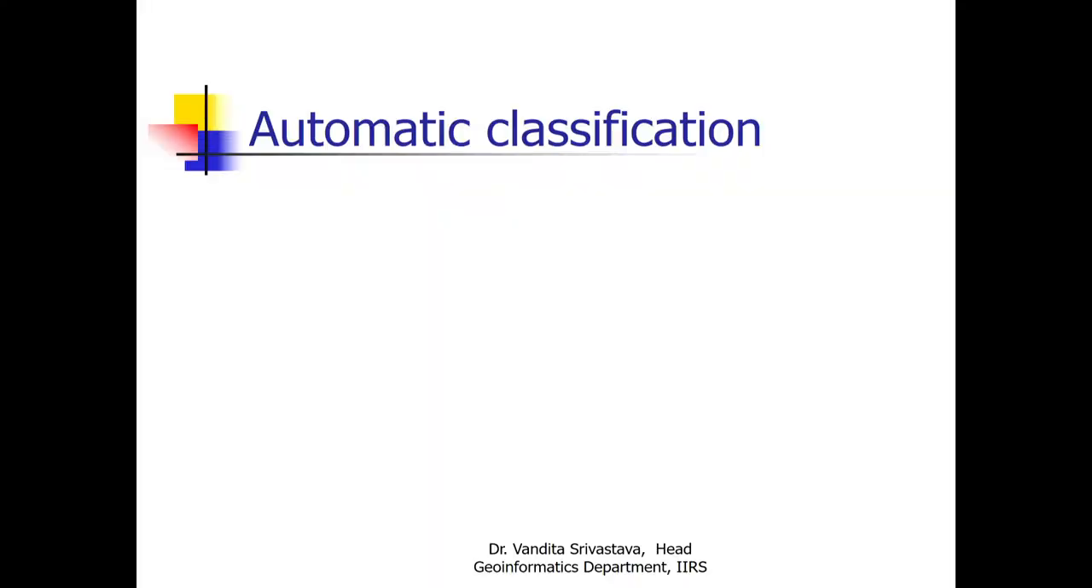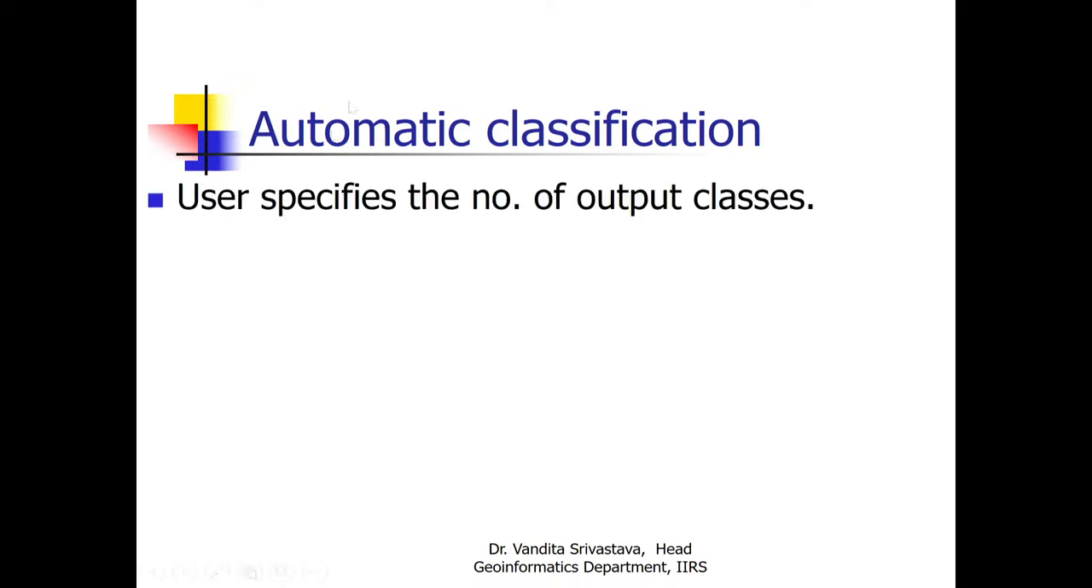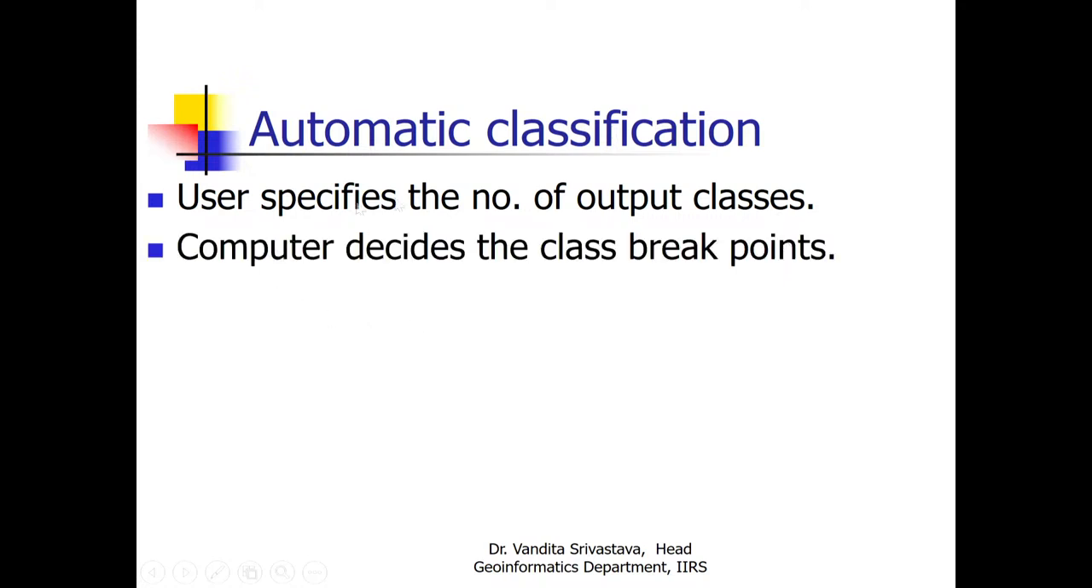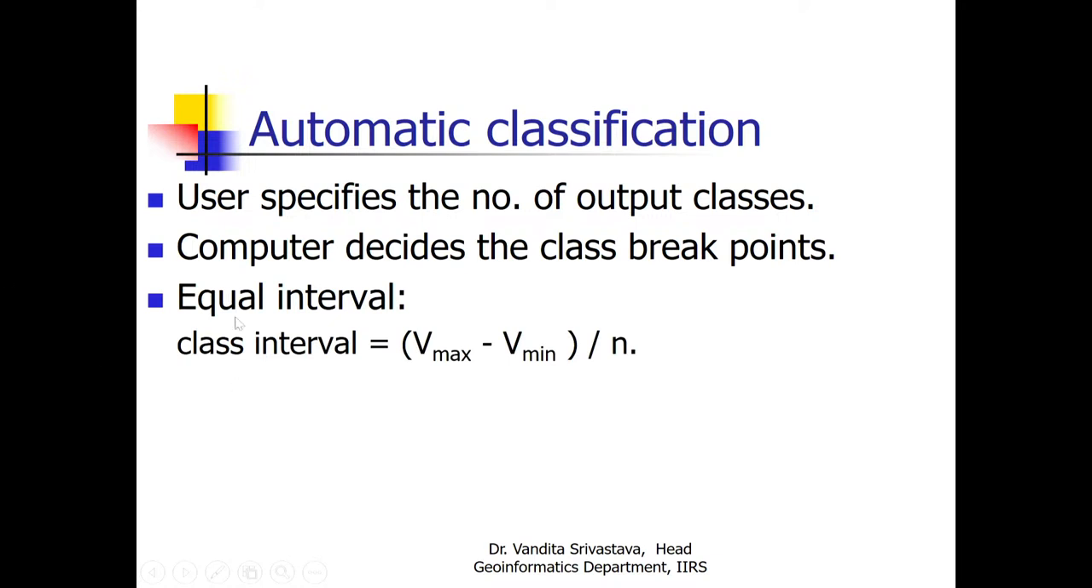But automatic classification has got a fixed scheme. So as I said, the user specifies the number of output classes. The classes in the input are already given, so we need not talk about the input number of classes, but output classes are given by the user. The algorithm decides the class breakpoints, that is the class interval, where to break this data. This happens usually for the numerical data set. So there are two schemes, equal interval and equal frequency.